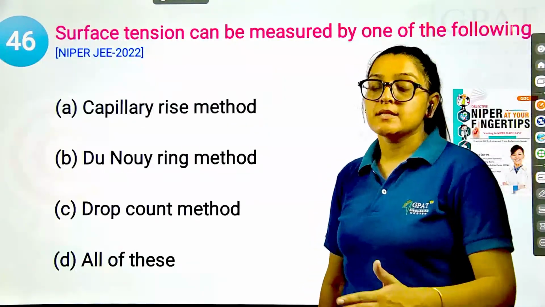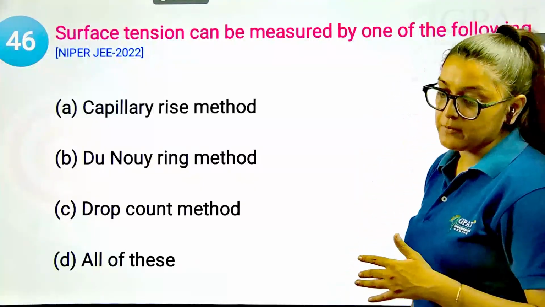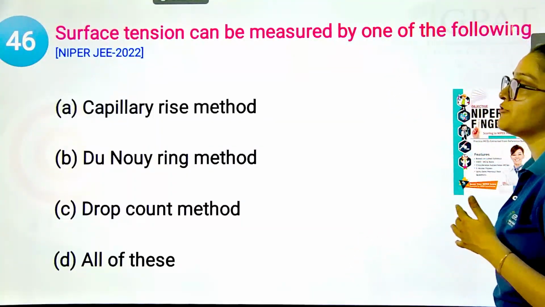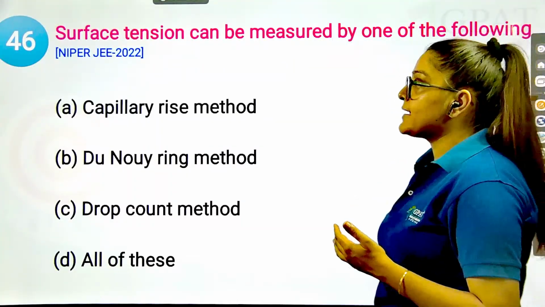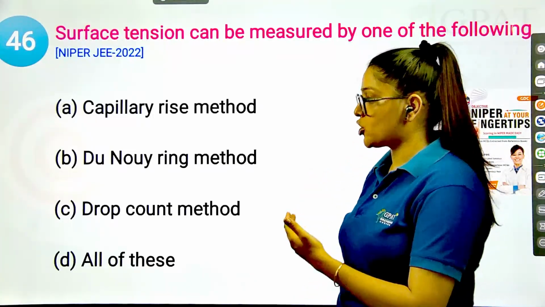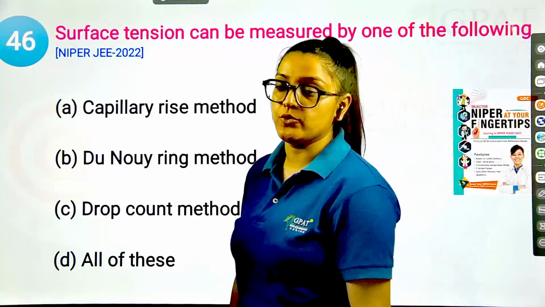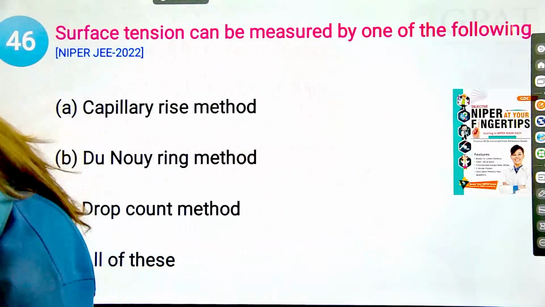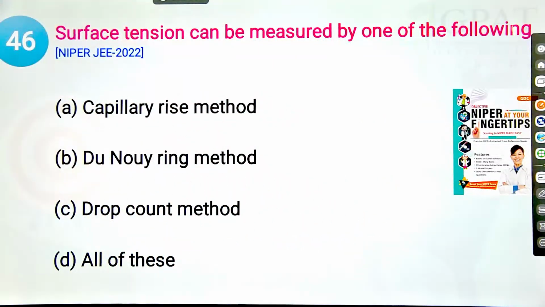Next question. Surface tension can be measured by one of the following: capillary rise method, Du Noüy ring detachment method, drop count method. Let's see how many of you answer. Those who are present must answer this question. I don't want this to be incorrect from your end.